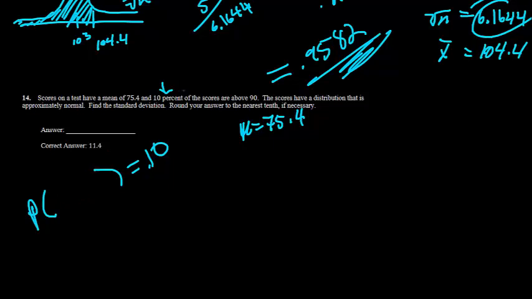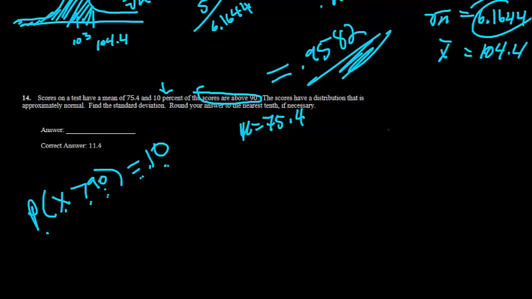So now we have to decipher this: scores above 90. So we're going to say X is my scores greater than 90. The probability that the scores are going to be greater than 90 points is 10%. Okay? Let me read that again. The probability of the scores being greater than 90% is equal to 10%. The scores have a distribution that is approximately normal. Find the standard deviation. Ugh.